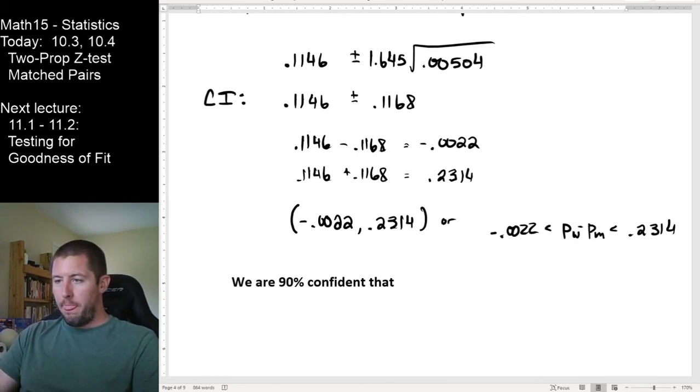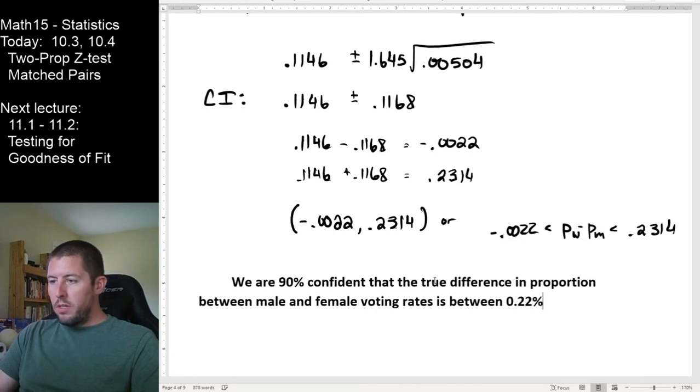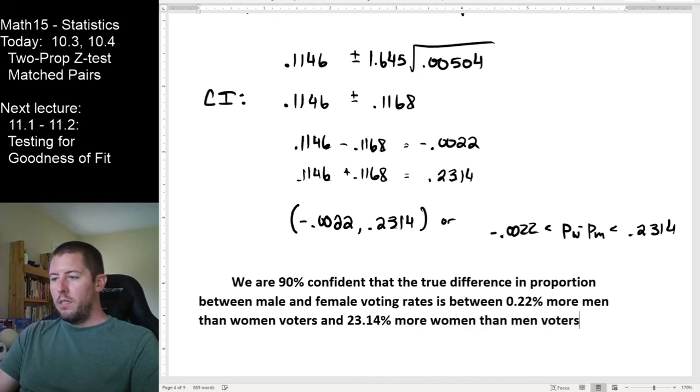So we are 90% confident that the true difference in proportion between male and female voting rates is between 0.22% more men than women voters and 23.14% more women than men voters.